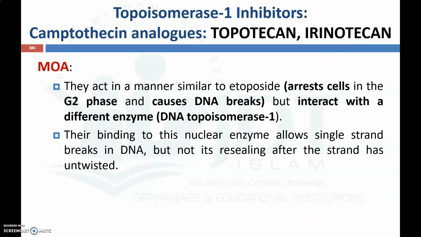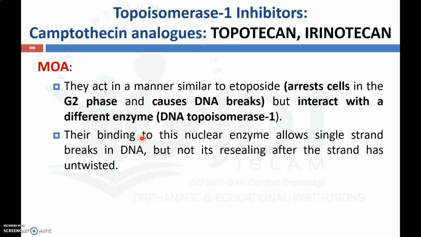Now coming to the topoisomerase 1 inhibitors, topotecan and irinotecan, they act in a similar manner. They will arrest the cell division in G2 phase and they will cause a DNA break, but they interact with a different enzyme, which is DNA topoisomerase 1.